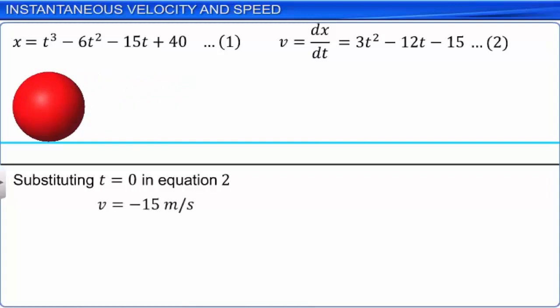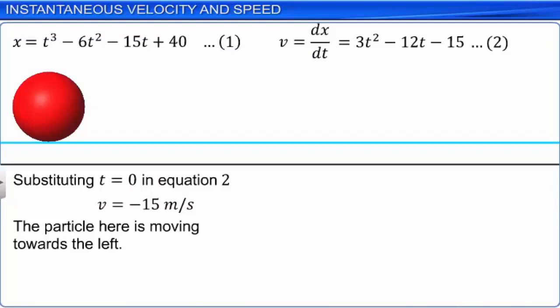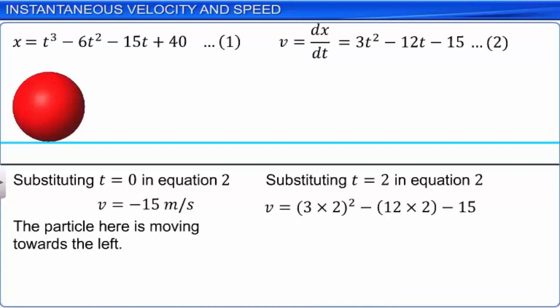At t equal to 2 seconds, we need to find the value of v. Substituting t equal to 2 in equation 2, v equals 3 multiplied by 2 square minus 12 multiplied by 2 minus 15, which is 12 minus 24 minus 15, minus 27 meters per second. The particle here is moving towards the left.